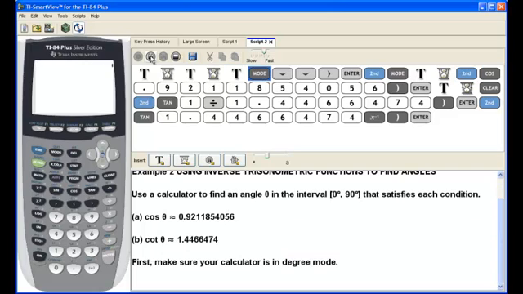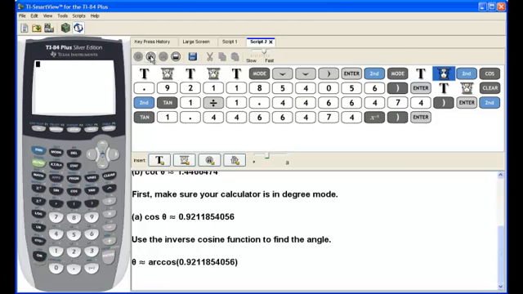The first thing that you want to do is to make sure that your calculator is in degree mode. So press mode and then scroll down to radian and over to degree. Press enter and your calculator will be in degree mode.